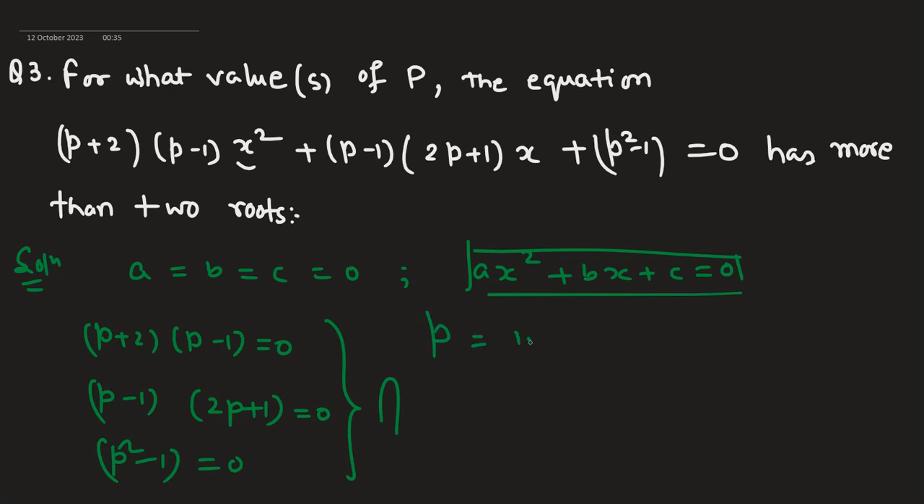From the first we get p equal to 1 and minus 2. From the second we get 1 and minus half. From the third relation we get p equal to plus minus 1. So what we notice is that the intersection gives only one value, that is p equal to 1. So at p equal to 1, this is an identity. For other values it is only a quadratic equation, which has only two roots. So it becomes an identity only if p is equal to 1.